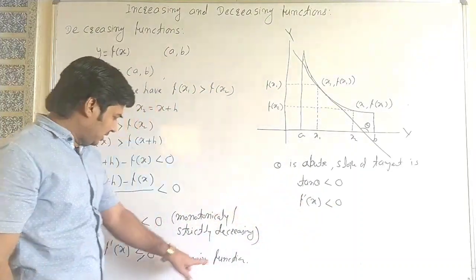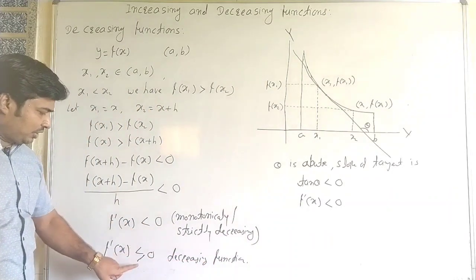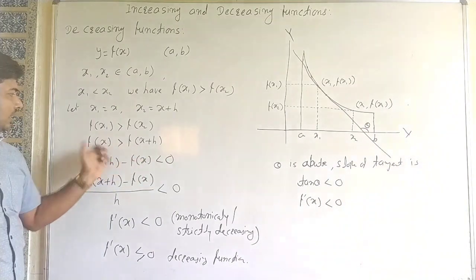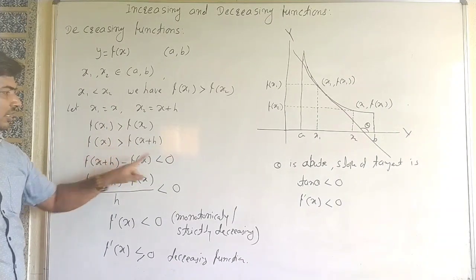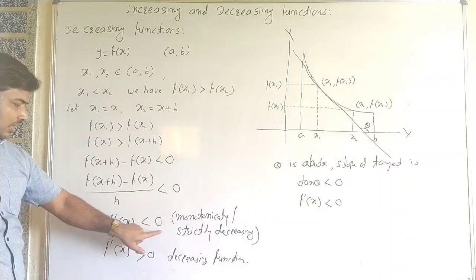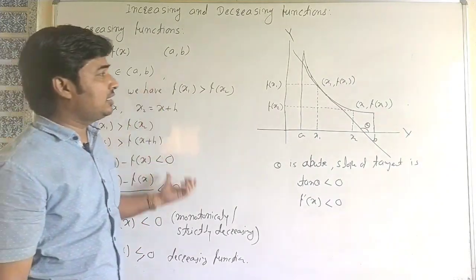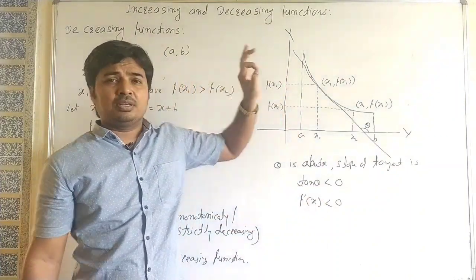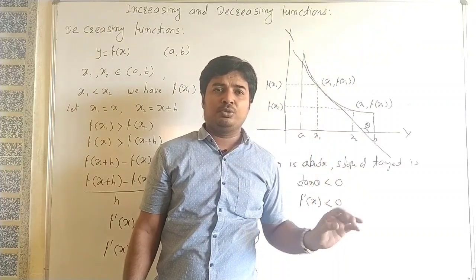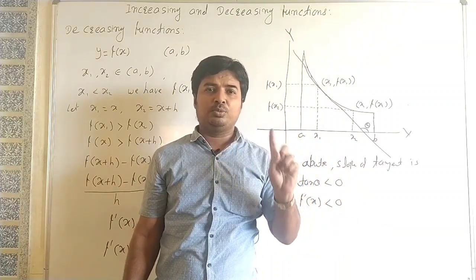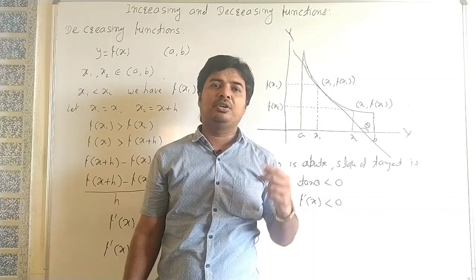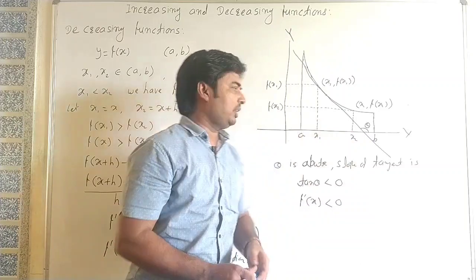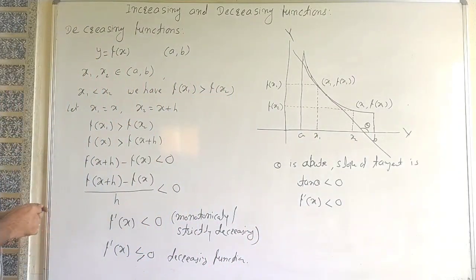Here it is only decreasing, f dash of x greater than or equal to 0. See the concept. Here f dash of x is less than 0, it is a decreasing function, and otherwise it is an increasing function. Here, simple concept, remember it. If the derivative is positive, then it is an increasing function, and if the derivative of any function is negative, then it is a decreasing function. Okay, here is increasing and decreasing.